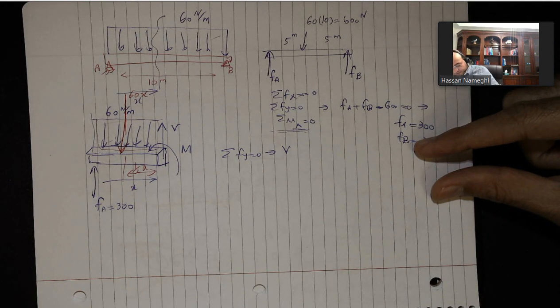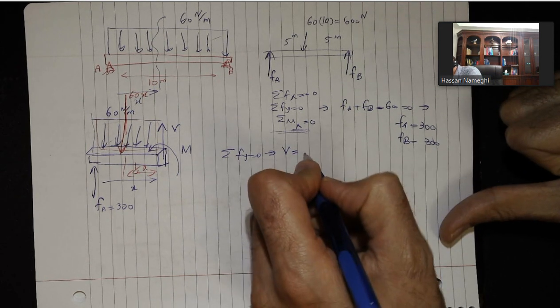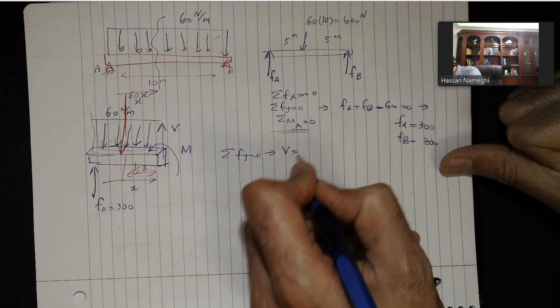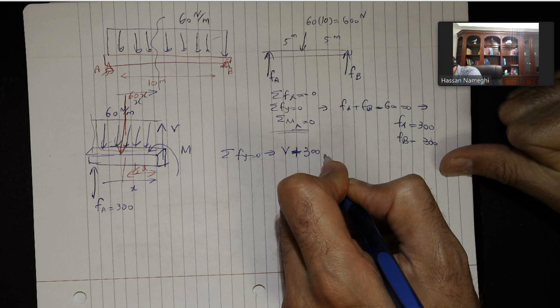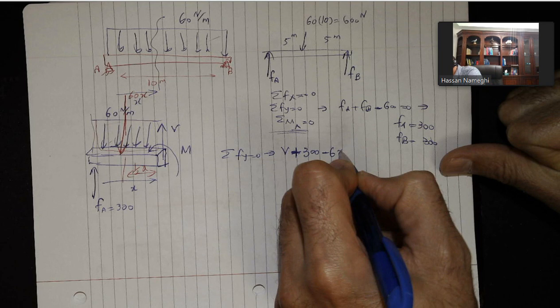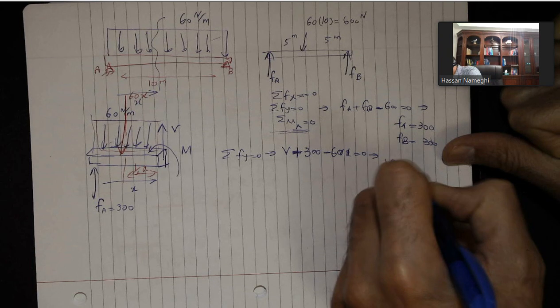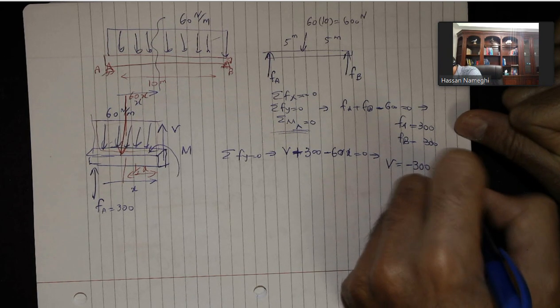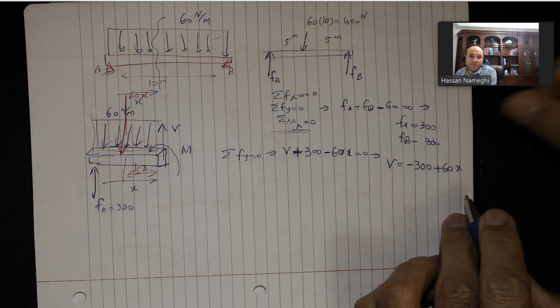So sum of Fy equal to 0. From here, V is equal to minus V plus FA, which is 300, plus 300, and then you have this force coming down, minus 60x equal to 0. From here you get V is equal to minus 300 plus 60x. That will be the shearing force, and all that's left is I need to find the bending moment.